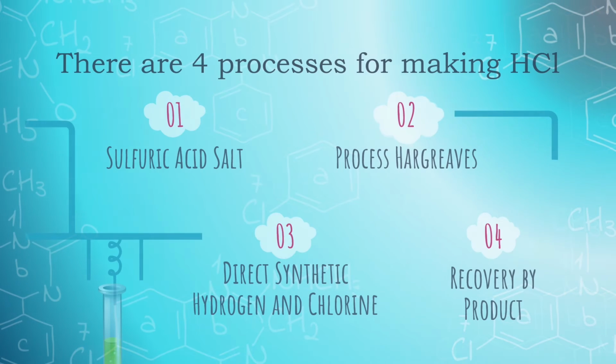There are 4 processes for making HCl. Number 1, sulfuric acid salt. Number 2, hydrolysis process. Number 3, direct synthesis of hydrogen and chlorine. Number 4, recovery as a byproduct.